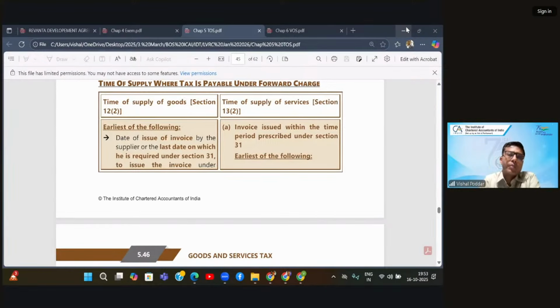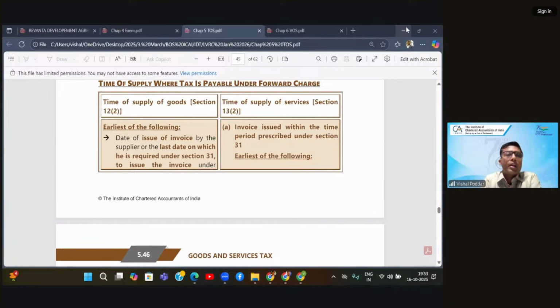First scenario: if any due date of payment is specified in the contract, the due date of payment is the date by which invoice should have been issued under section 31. Second scenario: where no date is specified in the contract, it is the actual date of payment. So the actual date of payment is the date by which invoice should have been issued.